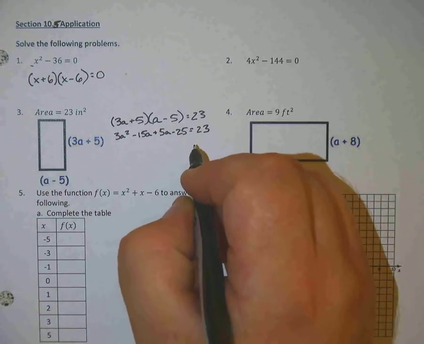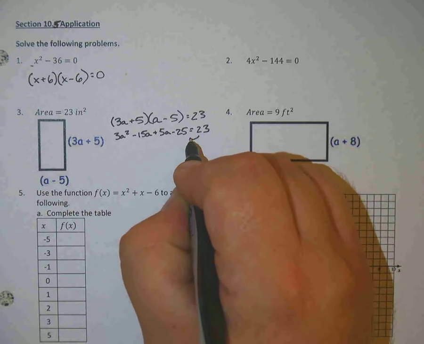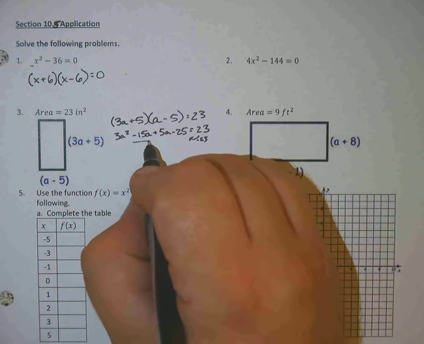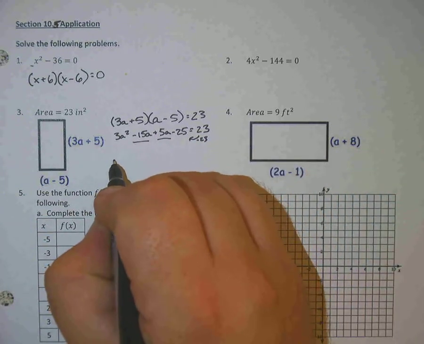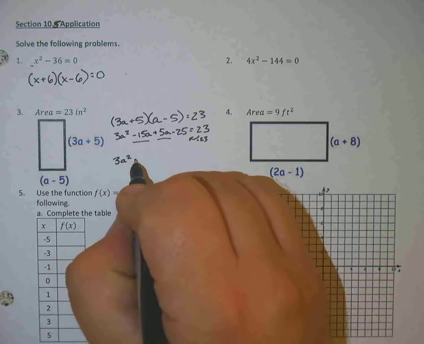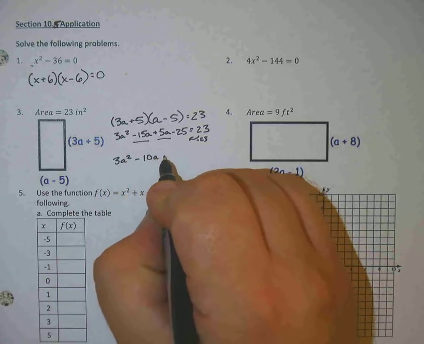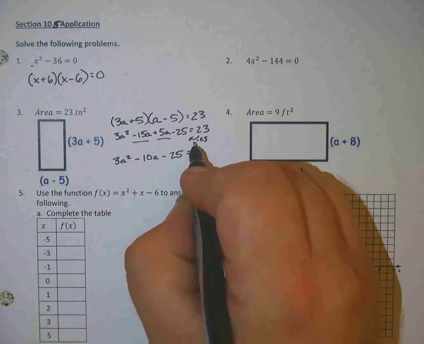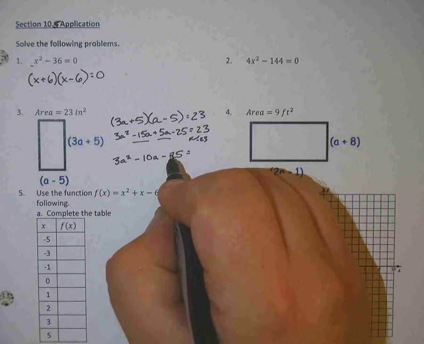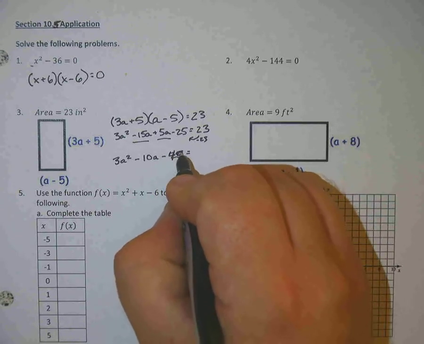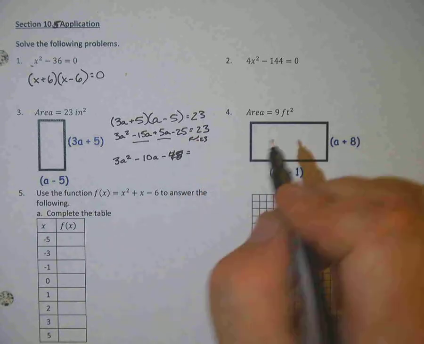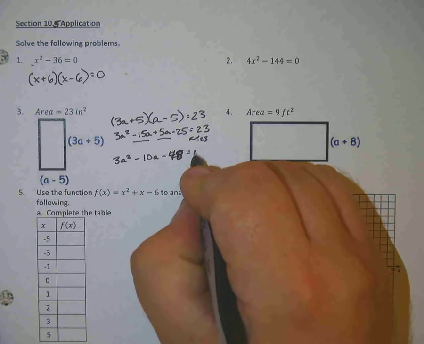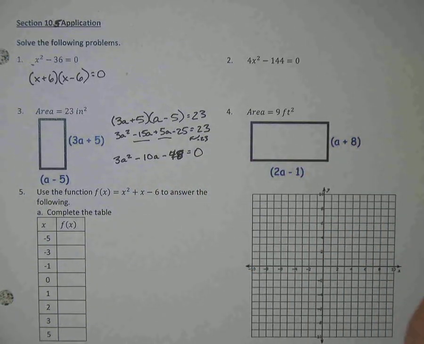I'm going to do two things in this step. I'm going to move the 23 over by subtracting 23 from both sides, and I'm going to combine my like terms right here. So that would say that 3a squared minus 10a minus 25, oh sorry, not minus 25. Let me actually do that. That'll be minus 48, because 25 minus 23 is 48. It's kind of difficult to see. But then that equals 0, so that's kind of a big deal.